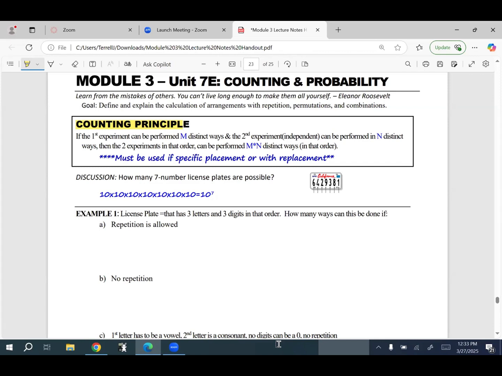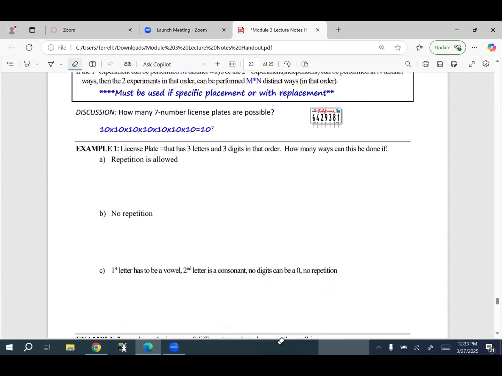So you'll see in this section, all of this section is about in how many ways can something be arranged. So let's look at the first example. Again, this is called the counting principle. We are going to use that below. License plates. They are 3 letters and 3 digits in that order. And so the question is, how many ways can this be done if repetition is allowed?